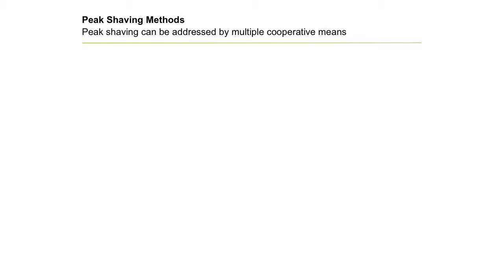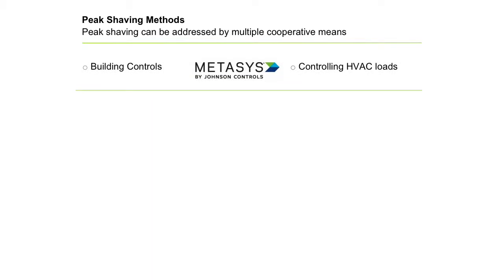So how would you go about doing peak shaving? There's a number of ways you can do it, and they're all cooperatively good. So you can do all of these or none of these or any combination of these, and you can reduce your energy consumption. The first way is the easiest way. Use the stuff you already have.